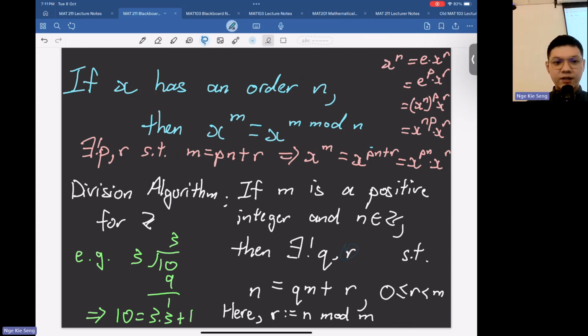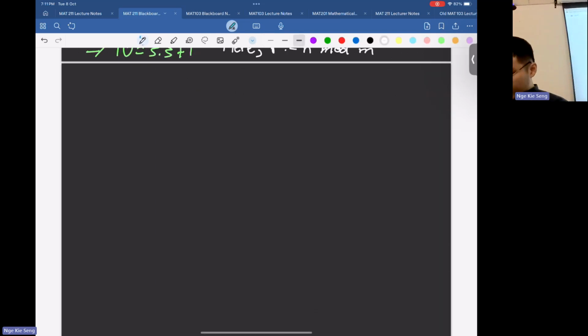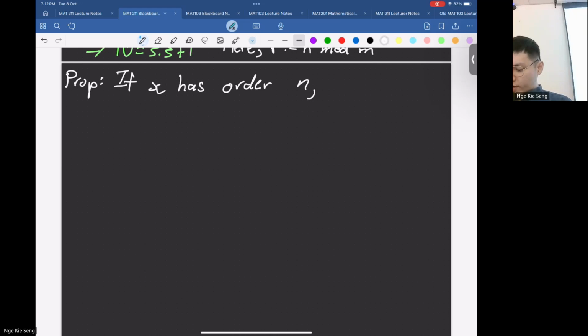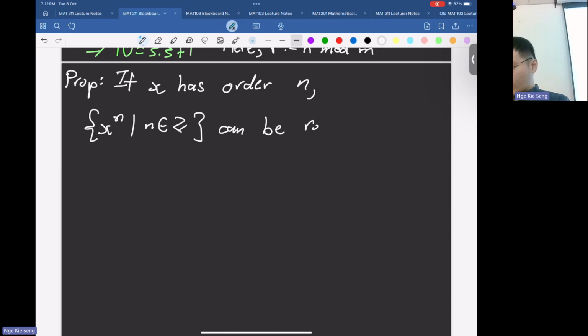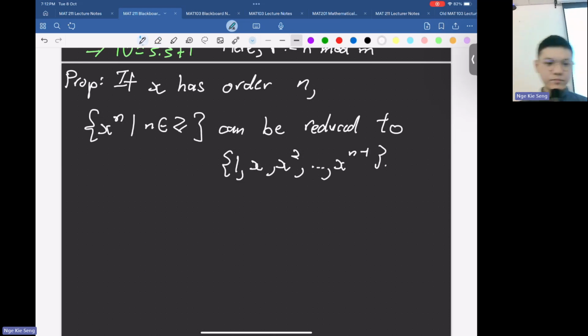All right, so we should continue. So what statement did we leave off at? The last statement we proved was: if S has order n, we can reduce the cyclic subgroup to what? To a finite set. But what's the cardinality of this set? Exactly n. It's the same order as your generator. So let's make this precise here.